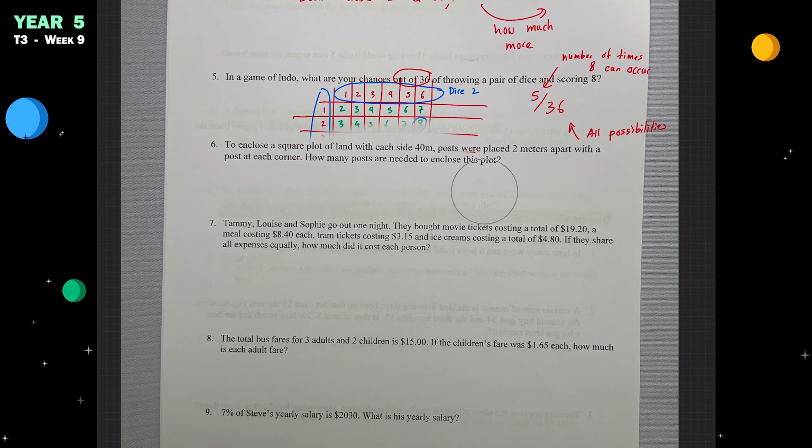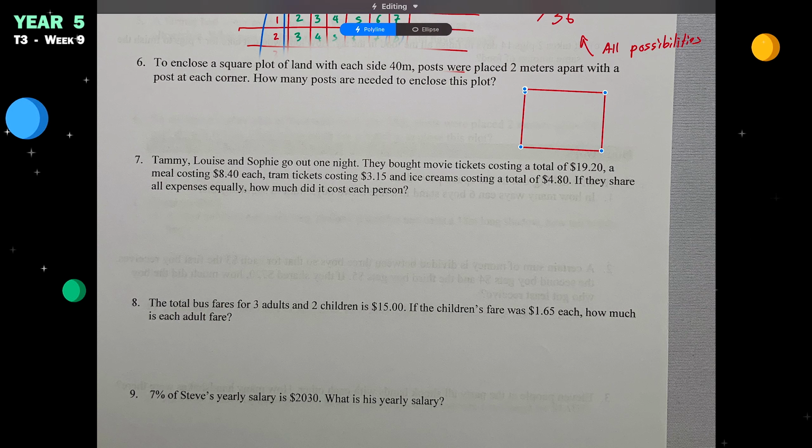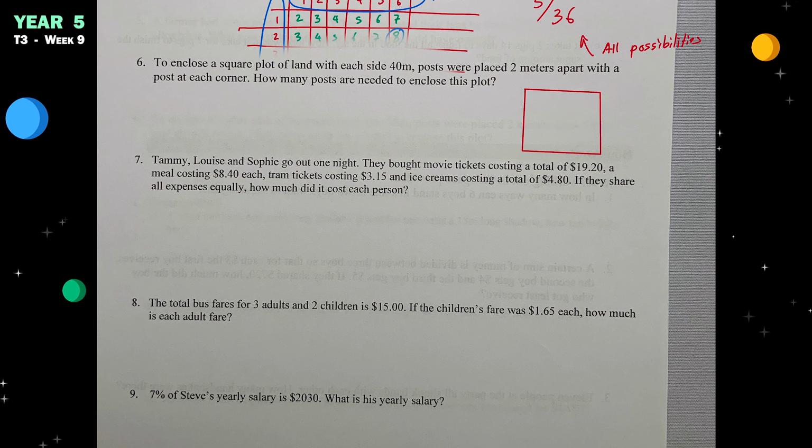Okay, moving on. Number 6, to enclose a square plot of land. Okay, so imagine you got a square plot of land. Here we go. Alright. Now it says posts were placed 2 meters apart with a post at each corner. So let's just put a post at each corner. Posts are like poles or trees, okay? How many posts are needed to enclose this plot of land?